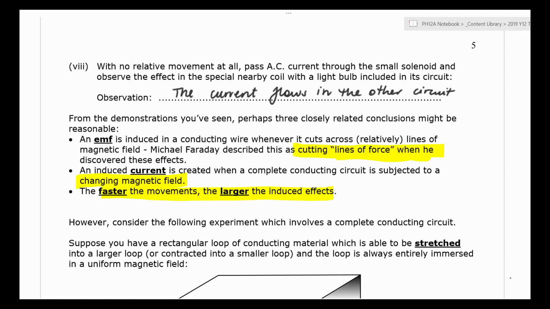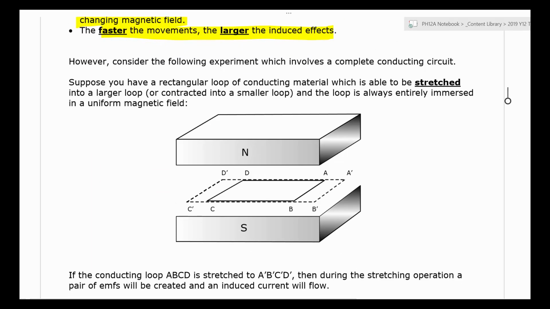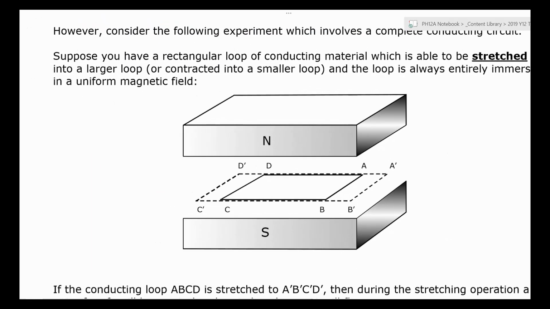But we must consider, does this explain all of the scenarios that we see? If you scroll down page 5, you'll notice that there is a new scenario where there is a pair of magnets, a north and a south pole, arranged where north is on the top and south is on the bottom, and there is a loop inside the magnetic field. The only thing that we've done to the loop is to stretch it into a larger loop. At this moment, it is at the positions A, B, C, and D, but the two sides, AB, get stretched towards A dash B dash, and the sides D, C get stretched to D dash C dash.